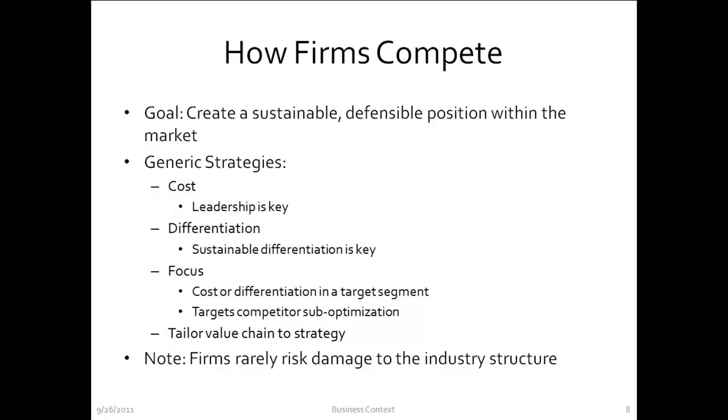So these are three generic strategies. Once a firm has defined a strategy with which to compete, whether it might be cost or differentiation or focus, what a company will do is then tailor its value chain in order to compete in the way it has chosen to compete. So if a company chooses to compete on cost, then it will try to take all the cost out of its value chain. Okay. If a company chooses to compete on differentiation, then it'll tailor some component of its value chain so that it can provide the differentiation.